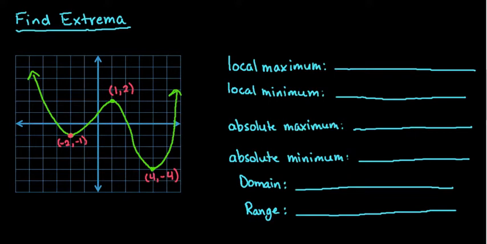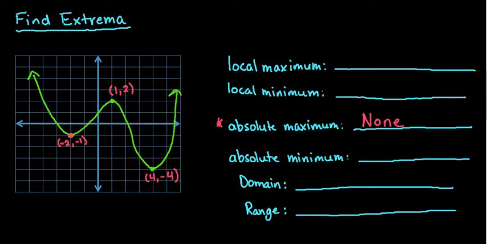For this one, let's start with the absolutes. I'm going to look for the absolute max first. In this case, because my graph continues without end in both directions, there is no absolute maximum because my graph continues on to positive infinity. So there is no absolute highest point.